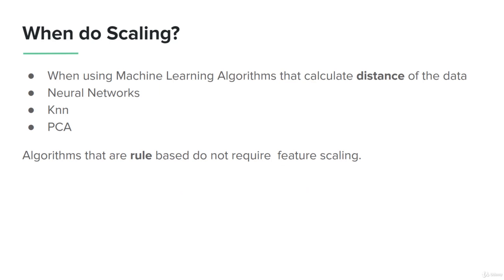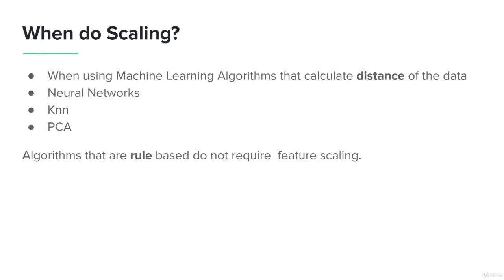So the next question you should ask yourself is, when should you decide to do scaling? The deciding factor is the machine learning algorithm you are using. If you're using a machine learning algorithm that calculates the distance of the data, for example the unsupervised algorithm k-means, you need to calculate which of the features are closest together.